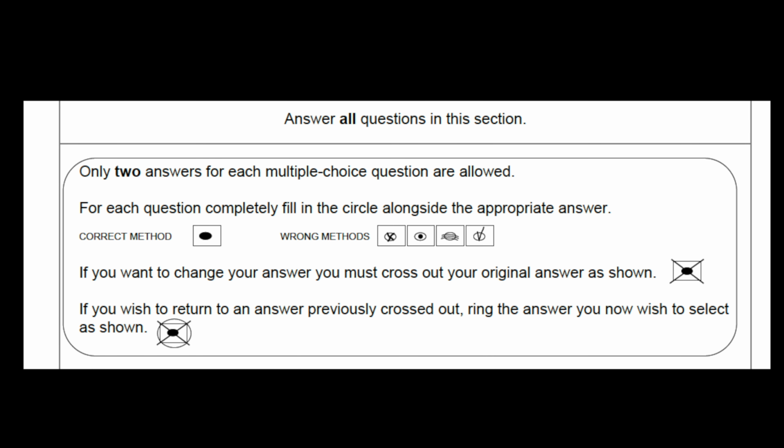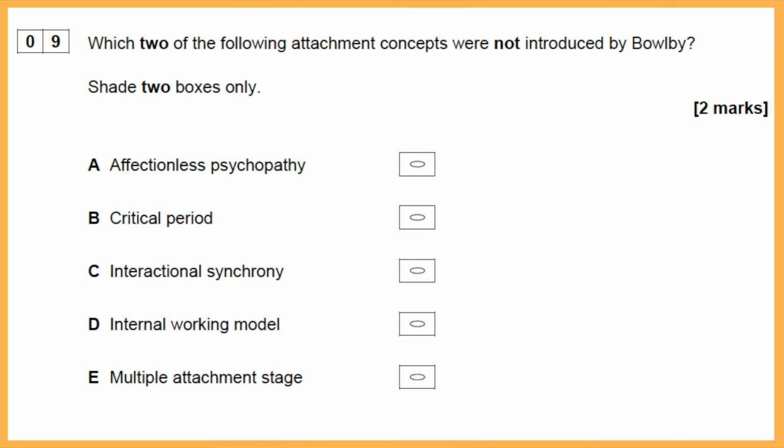It will be a shame not to get the mark because you didn't fill it in correctly when you knew the answer. Secondly, a tip with answering multiple choice questions is to rule out the ones you are sure are incorrect first to help narrow it down. And thirdly, it sounds obvious, but you'd be amazed how many students don't read the question carefully. You must identify the ones that were not introduced by Bowlby. It's easy to read it in the positive and to look for the ones that match with Bowlby.